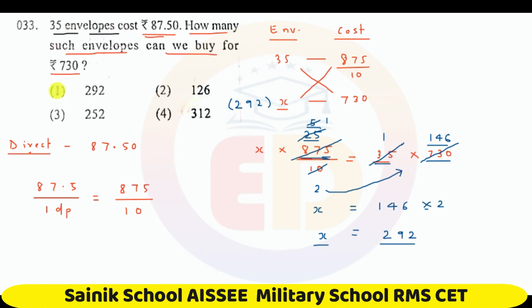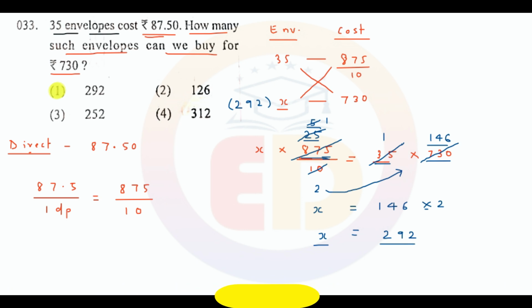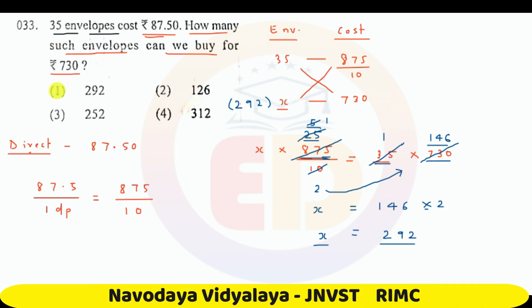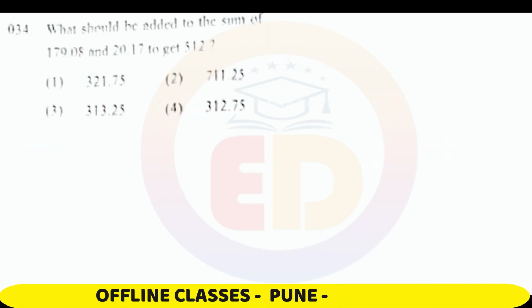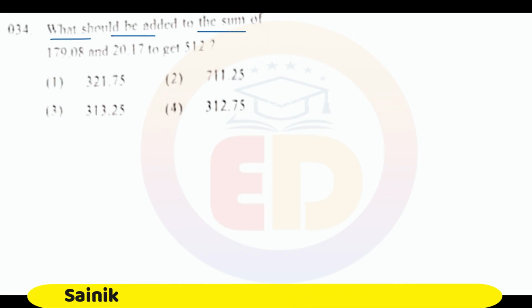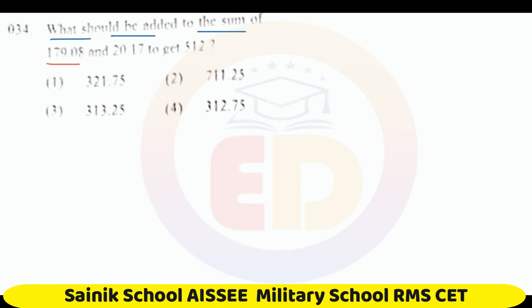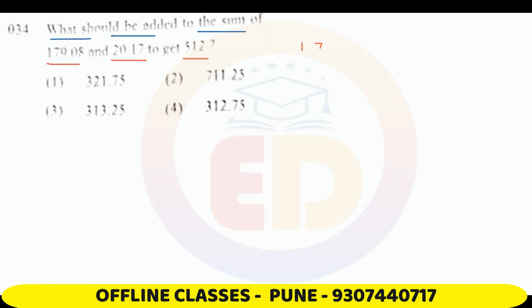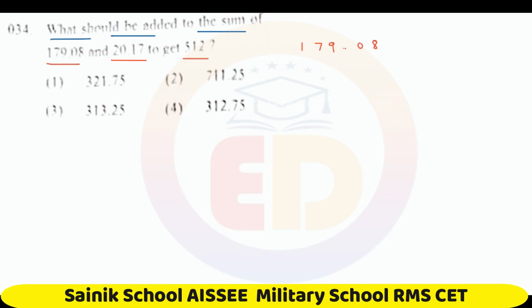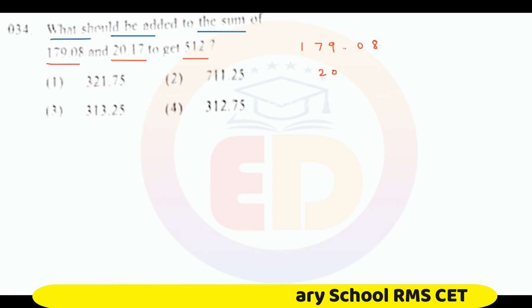Seemingly an easy question, but slightly time taking if your practice is not proper. Question number 34. What should be added to the sum of 179.08 and 20.17 to get 512? So solving this question, let us do the sum of 179.08 and 20.17.